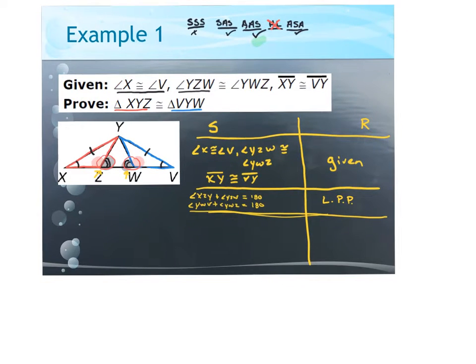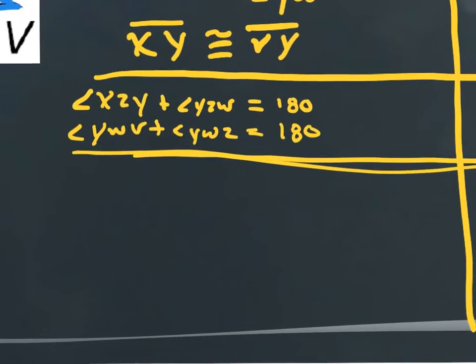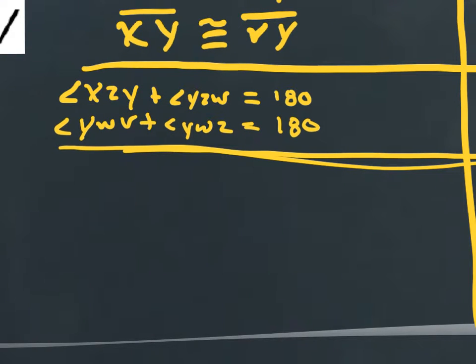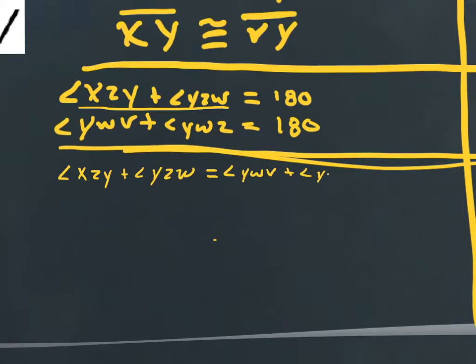Yes, ma'am? Could you now say that angle XYZ plus angle YZW is equal to angle YW? I love everything you're saying. Let me write it while you're saying it. So talk to me so maybe that people see where you're going here. Say it for me one more time. Okay, so angle XZY plus angle YZW is equal to angle YWV plus angle YWZ.